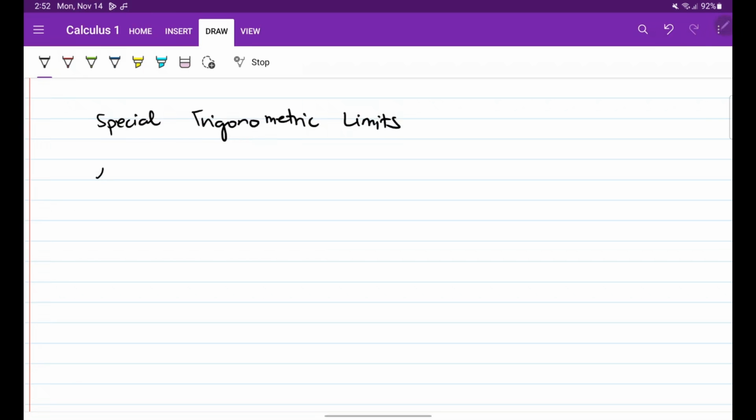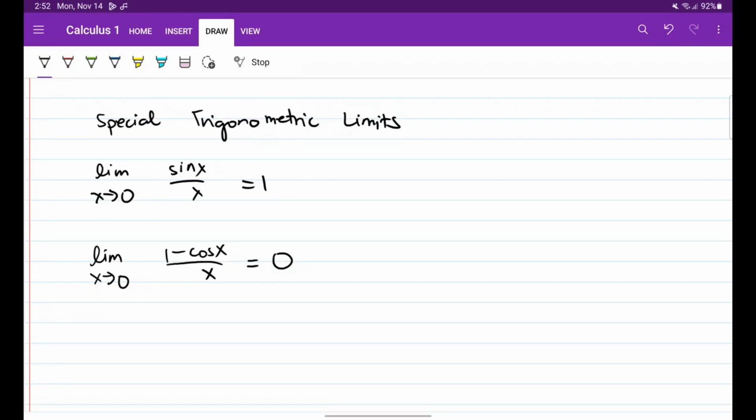So, limit as x approaches 0 ng sin x all over x is equal to 1. Okay? So, kailangan nalalahanin natin sin x over x is equal to 1 kapag limit as x approaches 0. Paano kung cosine naman? Kung cosine, so limit as x approaches 0 ng 1 minus cosine x all over x is equal to 0. Okay? So, itong dalawa, yung main natin na kailangan alalahanin. Sin x over x is equal to 1 and 1 minus cos x over x is equal to 0.